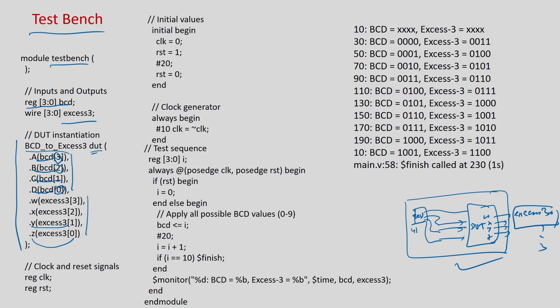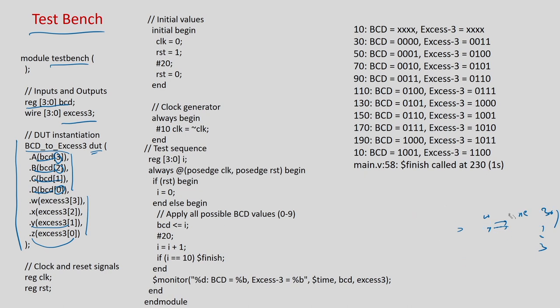What we have to do next is give the clock. What I want to do effectively is make sure that in each clock I give a new BCD value and see what output is coming, right? To do that, we have to define a clock. I define a clock like this, which I have already discussed earlier. It is basically a clock period of 20, right? The clock will come like this.